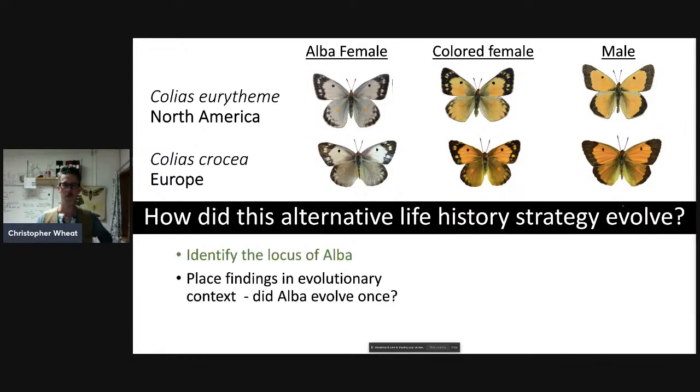Great. So we were able to identify the locus of Alba in Colias crocea. And now we're going to try and place this finding in a larger evolutionary context, trying to ask whether or not Alba evolved once or multiple times. Again, trying to weigh in on this idea of what is an ancestral state reconstruction and how much can we trust those.